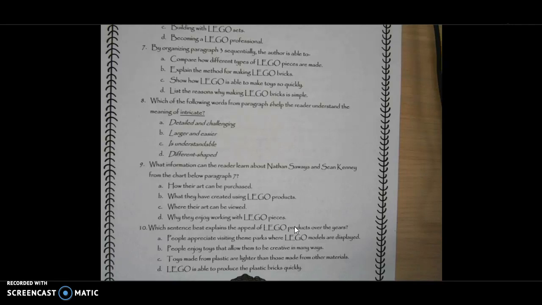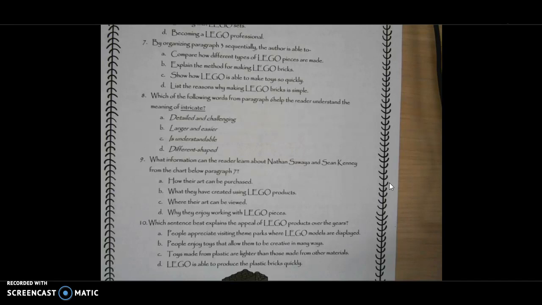10. Which sentence best explains the appeal of Lego products over the years? A. People appreciate visiting theme parks where Lego models are displayed. B. People enjoy toys that allow them to be creative in many ways. C. Toys made from plastic are lighter than those made from other materials. Or D. Lego is able to produce the plastic bricks quickly.